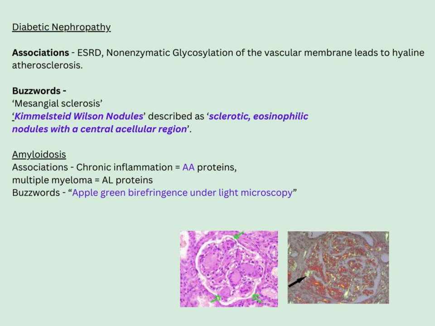And the buzzword we want to be looking out for in amyloidosis is that it's associated with apple-green birefringence under light microscopy.